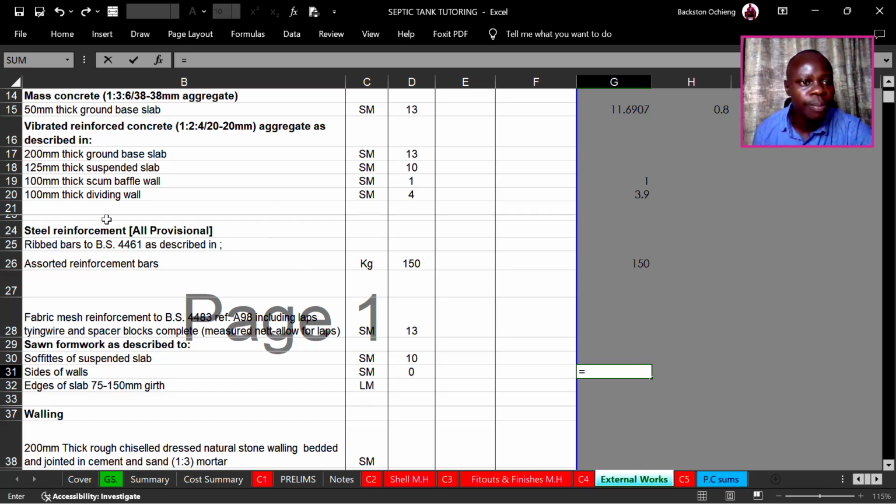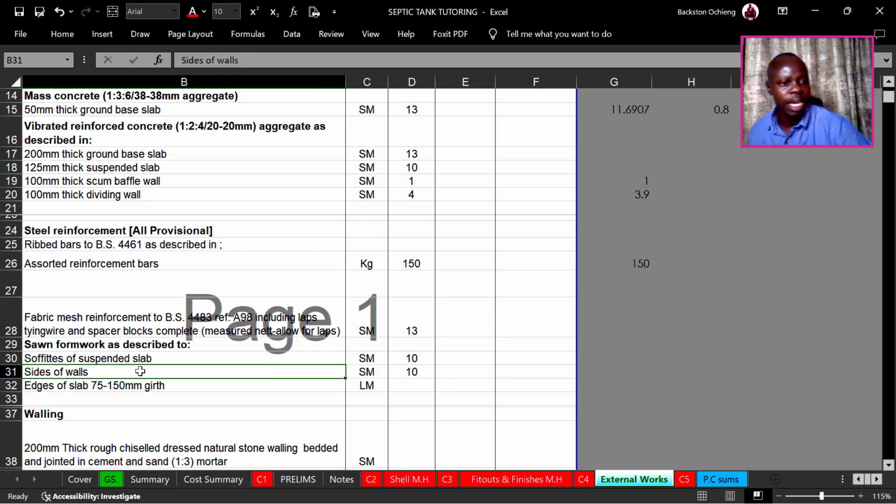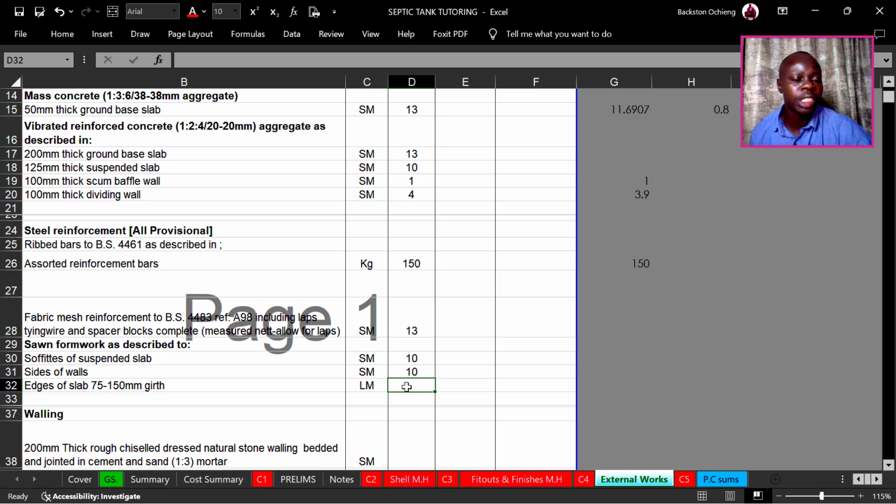So in this case, we simply take wall 1, we have an area, multiply that by 2, and then we add the dividing wall, that is 4 multiplied by 2, okay? All right, so that gives us the area for formwork on the sides of the wall as indicated. Then edges of slab: the formwork there is measured normally in linear meters.